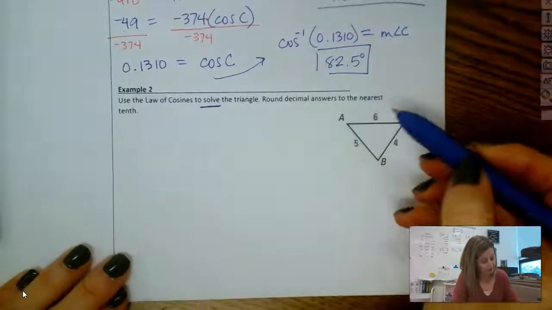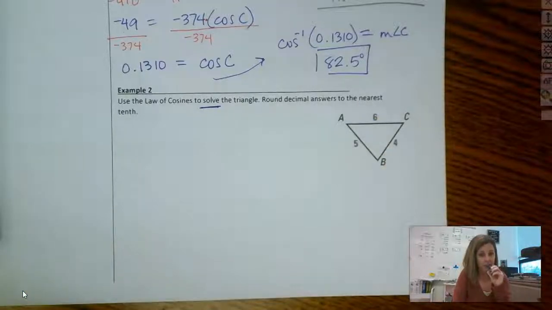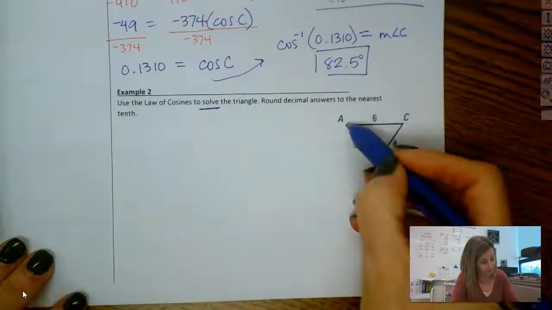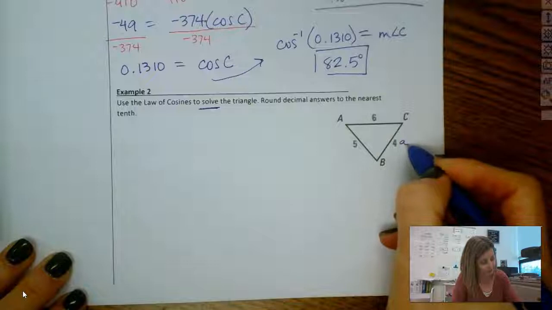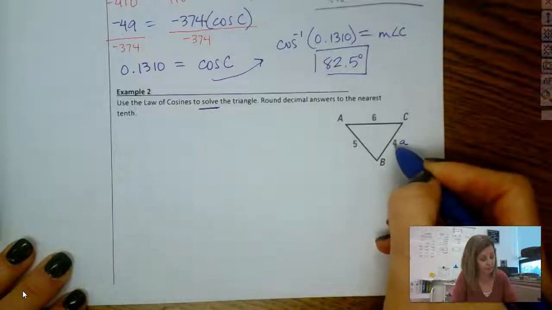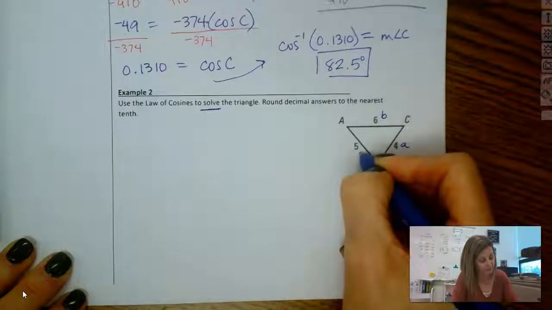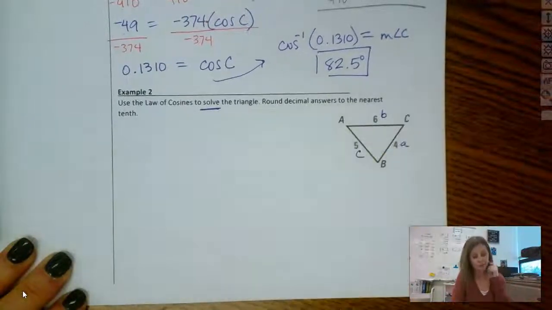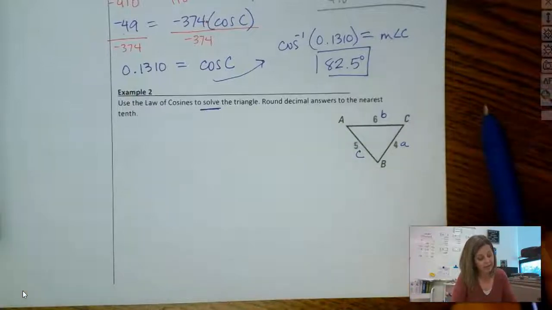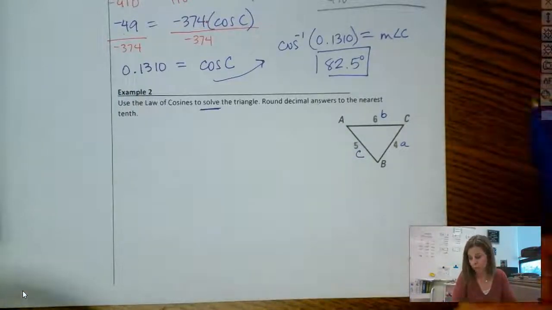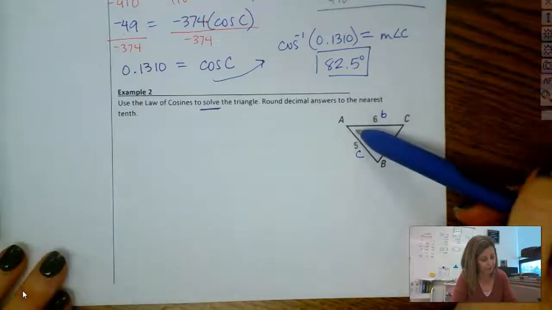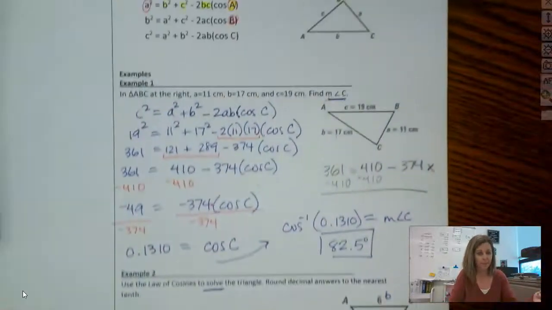So my first step, I'm going to label the across-the-way letters. Across from angle A, we're going to call 4 lowercase a. Across from B is 6, and across from C is lowercase c, which is 5. I guess it doesn't matter where we start here, so maybe we'll just start with angle A.